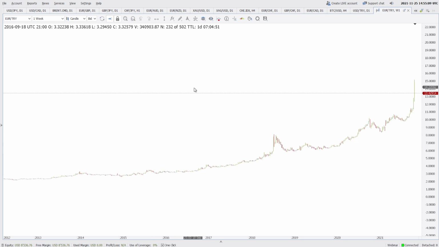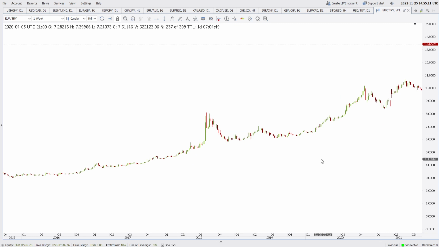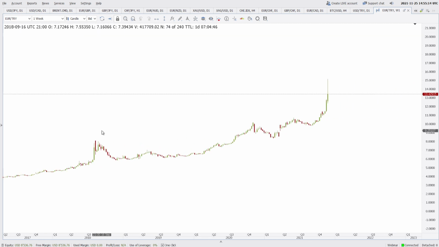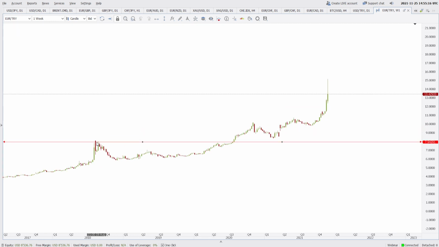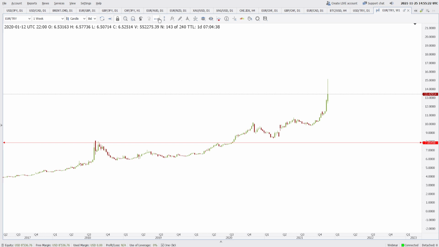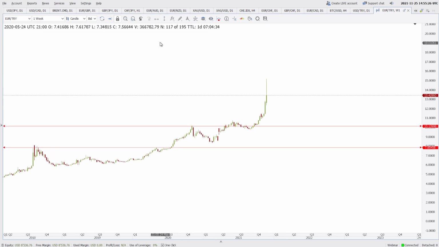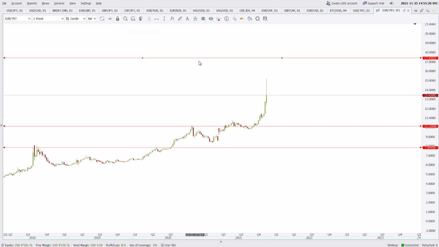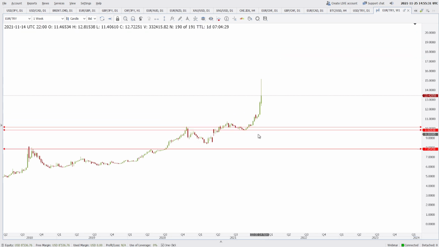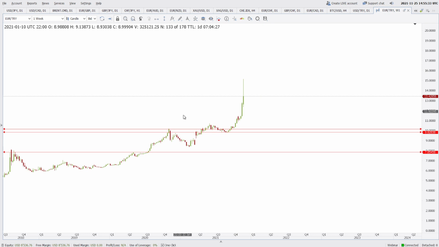The data is still loading. So this is the weekly chart of euro against the Turkish lira. Here it was the resistance. This was a zone of resistance. Then after this was a zone of resistance. Thereafter this zone provided support, good support. This also provided good support.